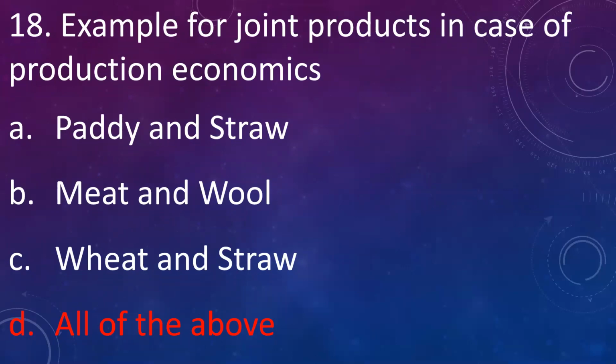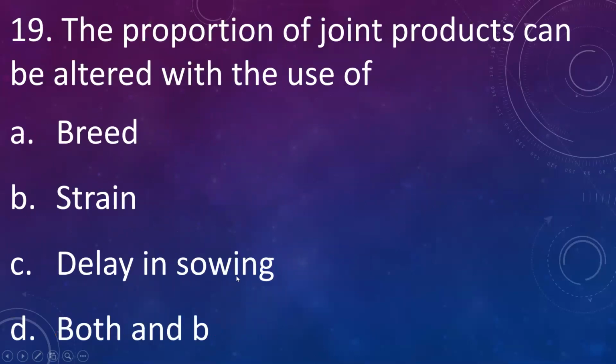The example for joint products in case of agriculture, these three are also the example: paddy and straw, meat and wool, wheat and straw. Next, the proportion of joint products can be altered with the use of A breed, B strain, C delay in sowing, D both A and B. Answer is D both A and B.